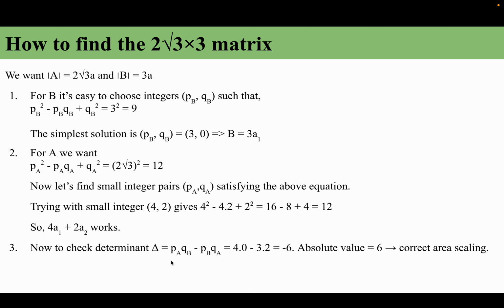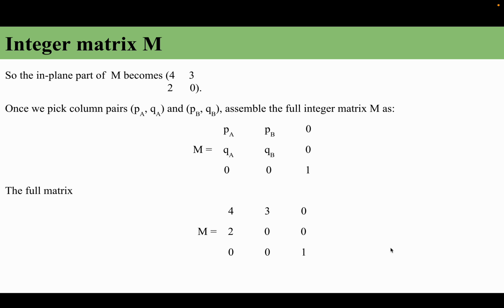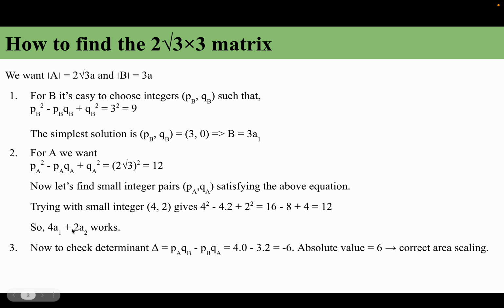So a similar thing we have done with the A and B vectors, and here we found that this value is minus 6, and the absolute value will remain as 6. Next, based on these numbers we will write the integer matrix. Here you see that the in-plane part of M, our integer matrix, becomes 4 3 and 2 0, which came from here. So 4 and this 3, then 2, and this a2 part is 0 for the b vector.